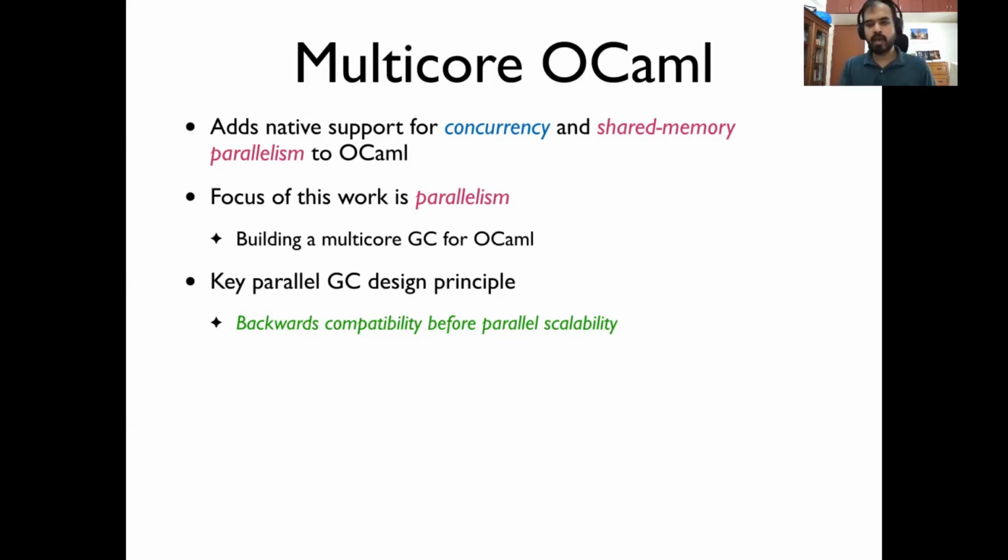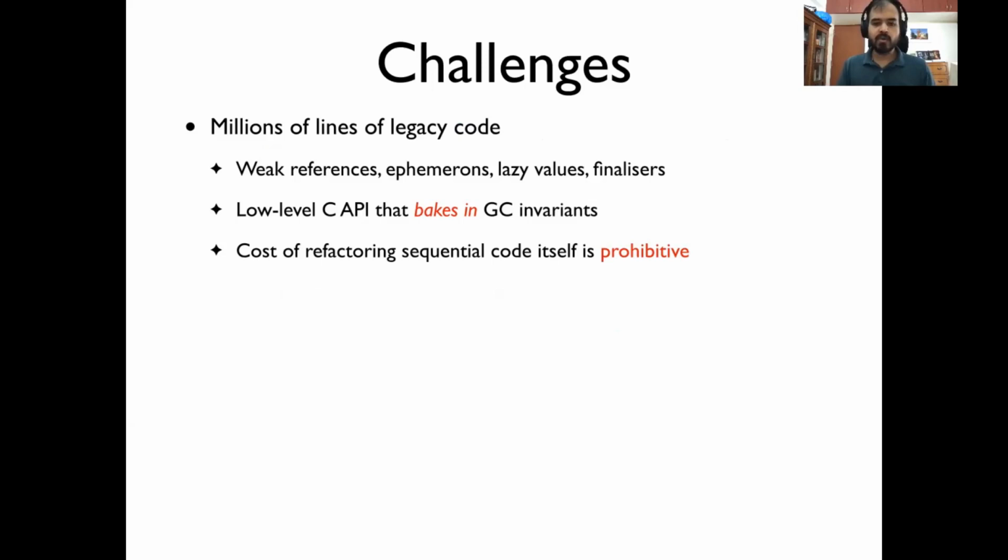So adding parallelism to OCaml has several challenges. OCaml has millions of lines of code in production that have been written without explicit parallelism in mind. And this code tends to also use advanced features such as weak references, ephemerons, lazy values, and finalizers, which closely interact with the current GC.